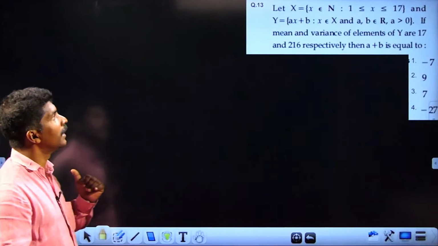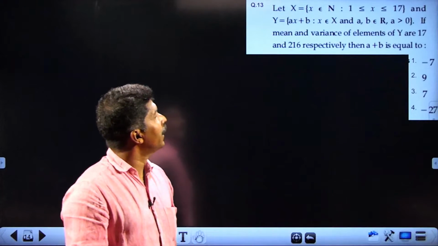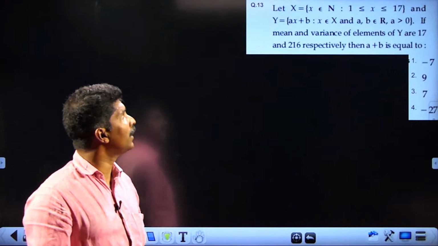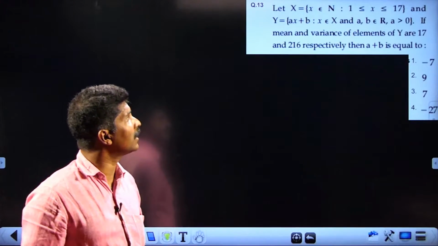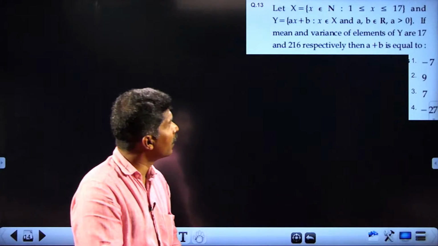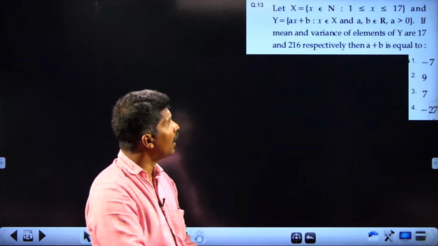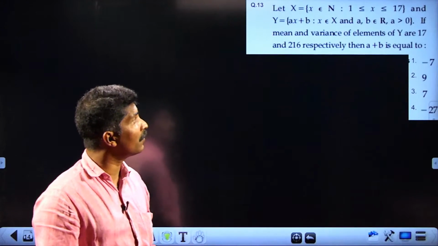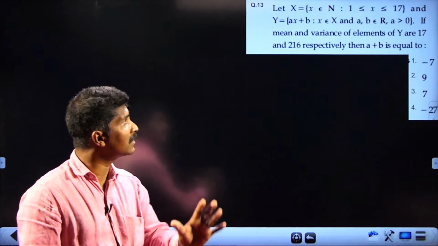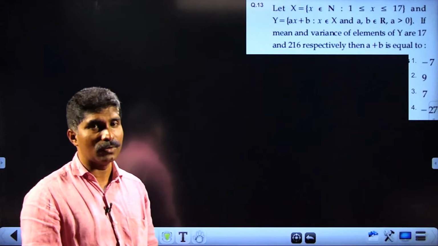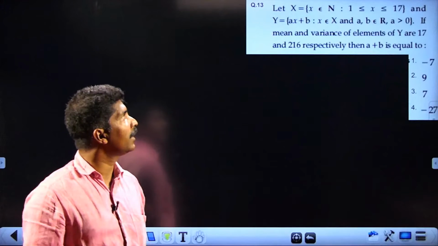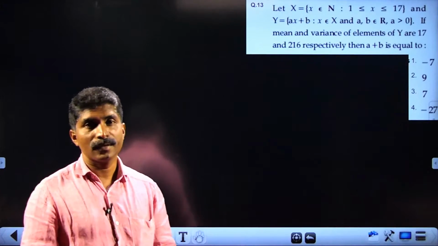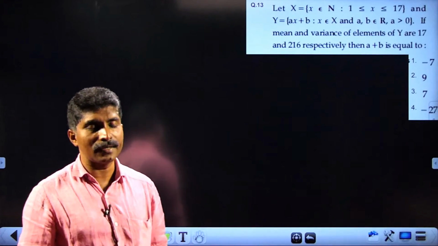We shall go to the next question. X equal to x belongs to N, 1 less than or equal to x less than or equal to 17, and y is equal to ax plus b where x belongs to X and a, b belong to R and a greater than 0. If the mean and variance of the elements of Y are 17 and 216 respectively, then a plus b is equal to. A problem very beautifully linked between sets and statistics.